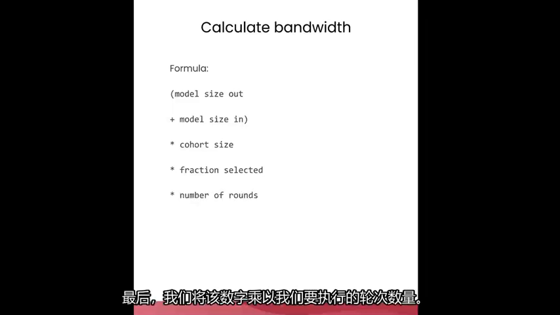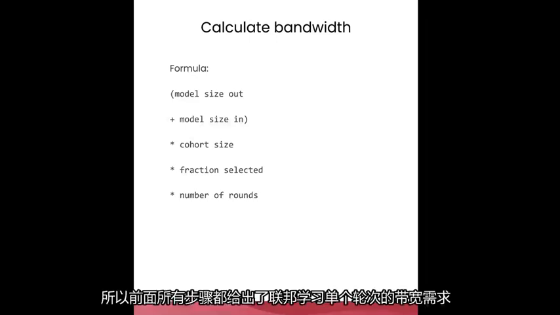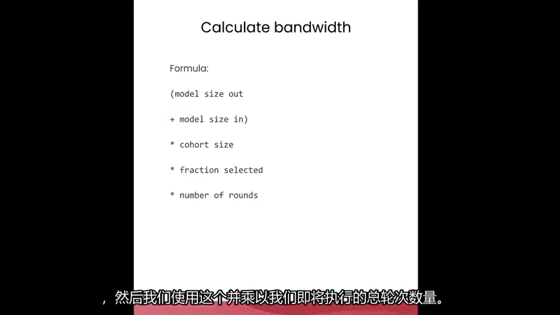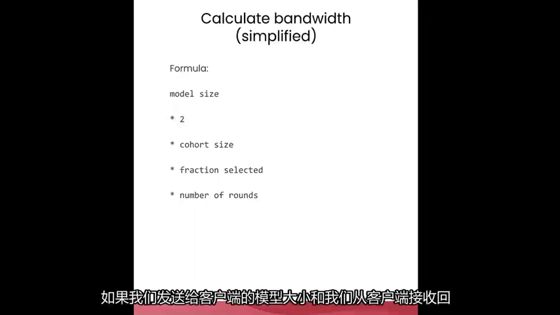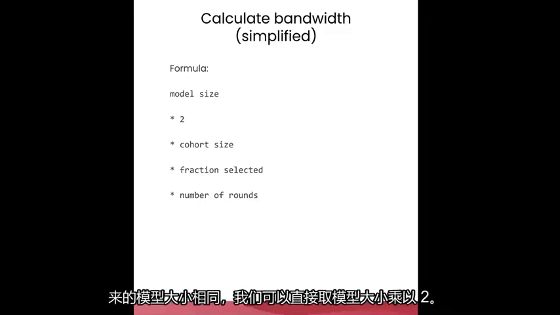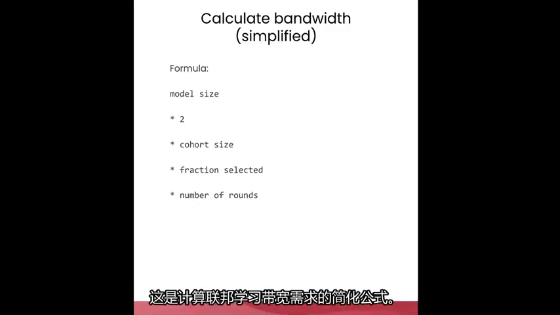Last, we multiply that number by the number of rounds we perform. So all of the previous steps gave us the bandwidth requirements for a single round of federated learning, and then we multiply it by the total number of rounds we are about to perform. If the size of the model we send out and the size of the model we receive back from a client is the same, we can just take the model size times 2. This is the simplified formula for calculating bandwidth requirements in federated learning.